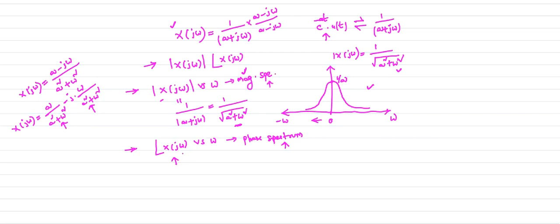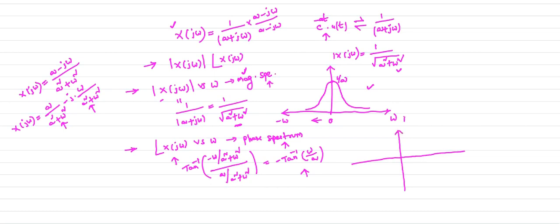Now what is the angle of X of j omega? It is the tan inverse of the imaginary part, minus omega by a squared plus omega squared, divided by the real part, a by a squared plus omega squared. Here a squared plus omega squared gets cancelled, and we get minus tan inverse of omega by a. That is your phase. The plot of phase versus frequency is the phase spectrum.